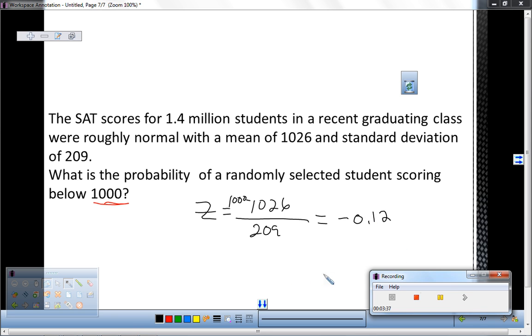Alright, so our table value should be 0.4522. Okay, now, since we're looking for everything below it, that's what the table gives us. So this would be our probability. So the probability of picking somebody that scored 1,000 or less is 0.4522.